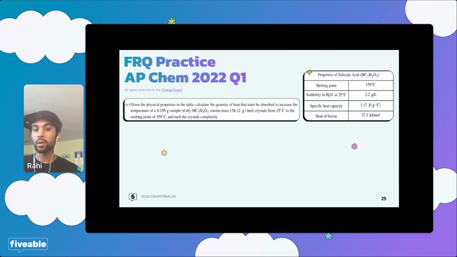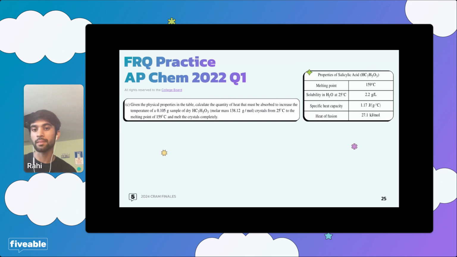Okay, right? We're given obviously the molar mass, and we're also given the sample in grams, which means you should know right off the bat that you can calculate the amount of moles of things that you have if need be. And we also know a beginning heat. We know an initial heat of 25 degrees Celsius, and we know the ending heat of 159 Celsius. We also know that a phase change has occurred because we are trying to melt the crystals completely, right?